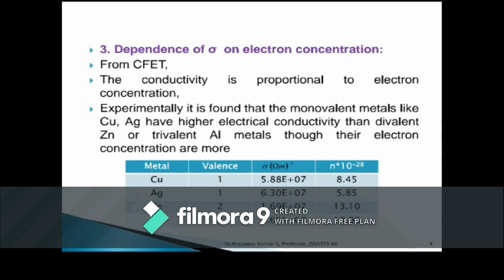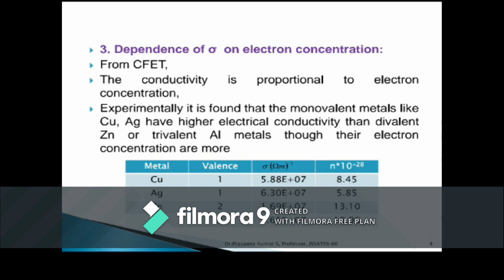But if you look at the table here, where n refers to the charge concentration, see the first metal in the table, copper. The valence is 1, and the charge concentration n is 8.45 into 10 to the power 28. And for silver, the valence is 1, and the number of charge carriers per unit volume is 5.85 into 10 to the power plus 28.